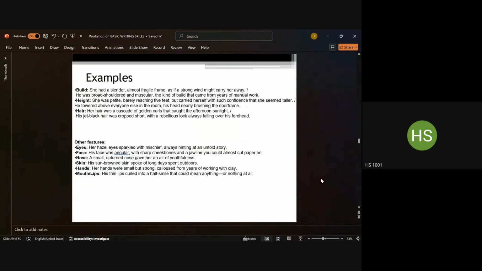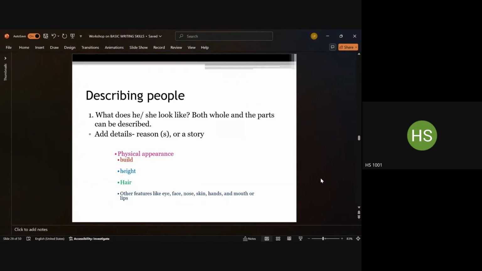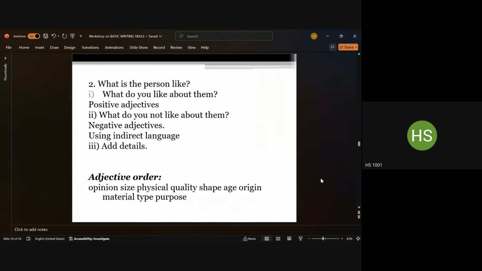Then, we are still talking about the first point here: what does he or she look like? So this is about the physical appearance. Once the physical appearance part of the description is done, the second thing you're going to talk about is what the person is like. So, what do you like about them? When you talk about what you like about them, again, you're going to use adjectives, which we particularly call the positive adjectives.